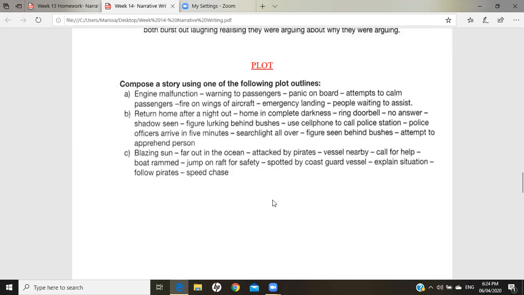So it says compose a story using one of the following plot outlines. So we have 3 plot outlines here, and I will be picking on someone to tell me what they would really write about.